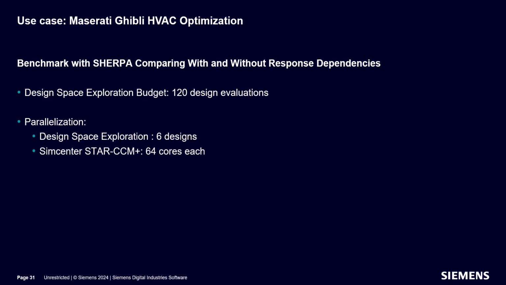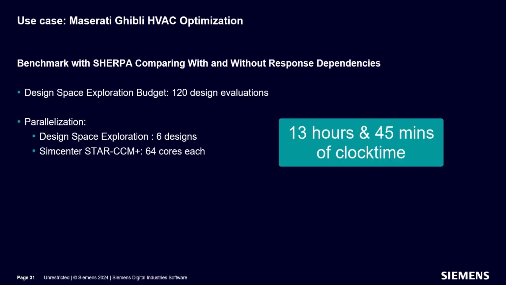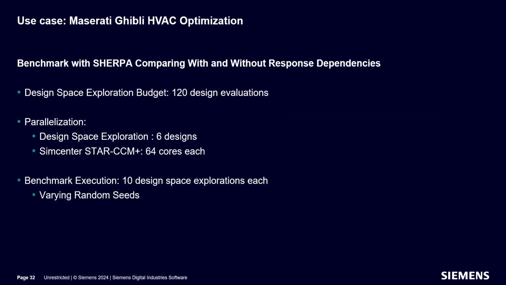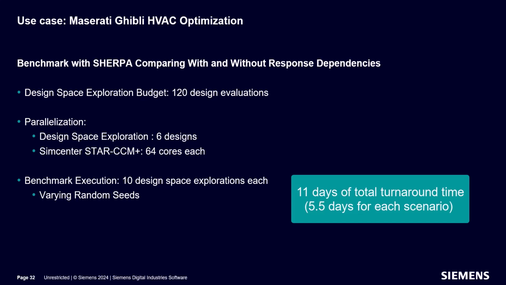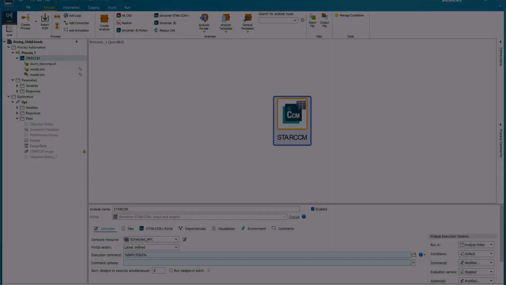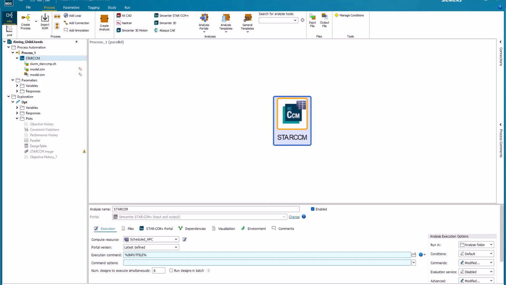We allowed SHERPA to run 6 designs in parallel with SimCenter Star CCM Plus on 64 cores each, resulting in 13 hours and 45 minutes of turnaround time for each design space exploration. For completeness, we ran each scenario 10 times with varying random seeds between runs to reduce the impact of the starting search cycle population on the conclusions. So in total, each scenario was run 10 times, resulting in 20 design space explorations in total being conducted for comparative purposes. Within HEEDS, we can review the problem setup.